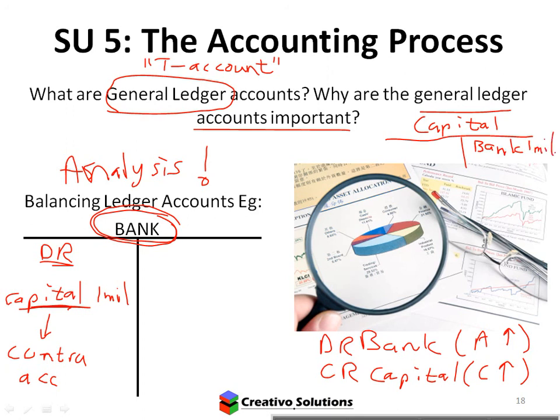That's the purpose of a general ledger: to analyze what's happening in a specific account. The capital, the bank, the telephone, the sales, whatever. You're looking at a specific account, and you're looking at what transactions affected that account. That's what you're looking at. Does that make sense? Yes. Okay, awesome.